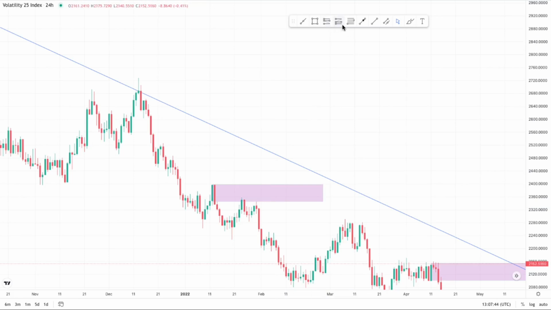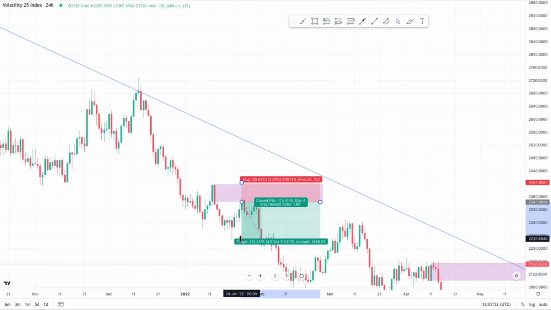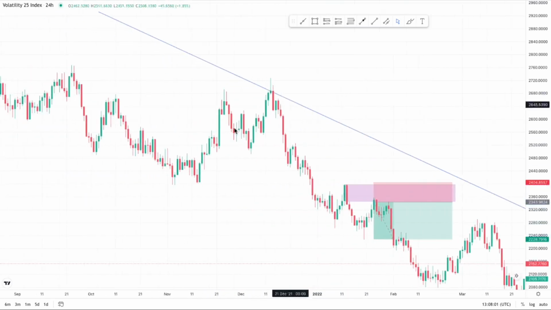So we'd make our entries right there on the edge and place our stop loss outside the order block, and then we would target the previous low which had been made. This was the previous low right here, and this would give us a 1:1.8 risk reward ratio.